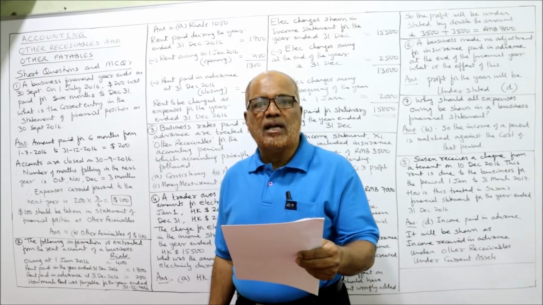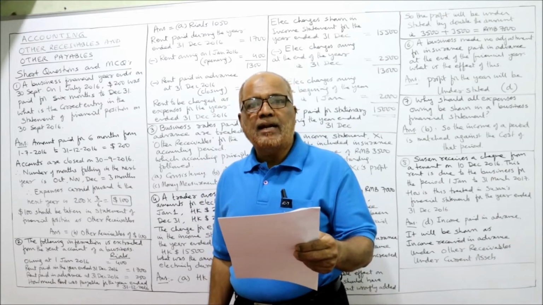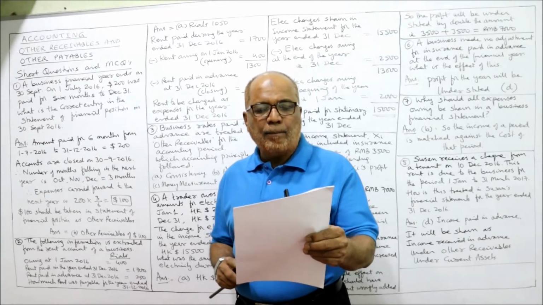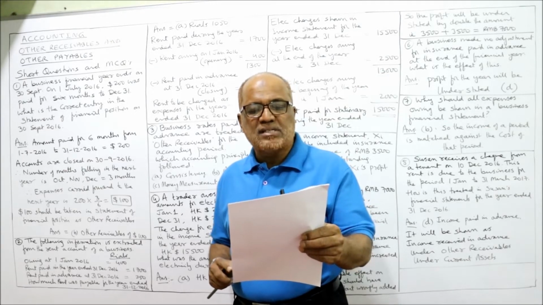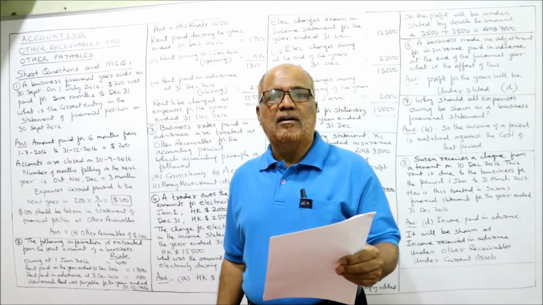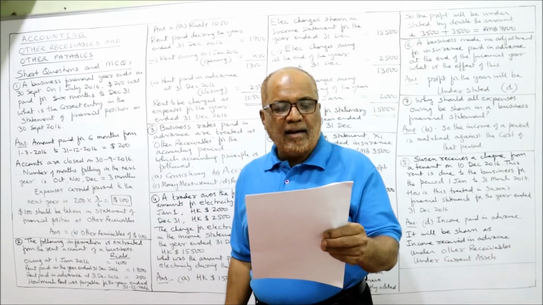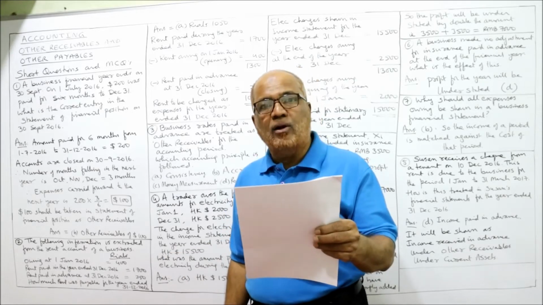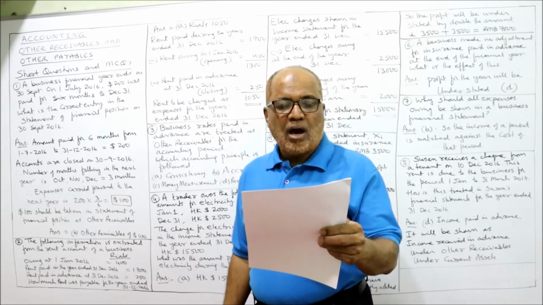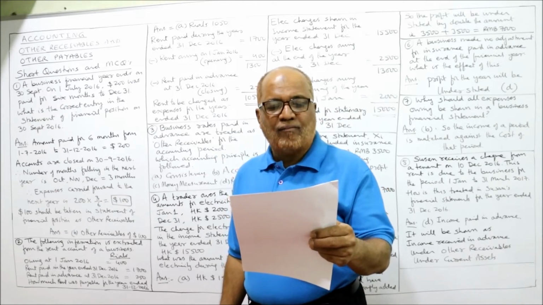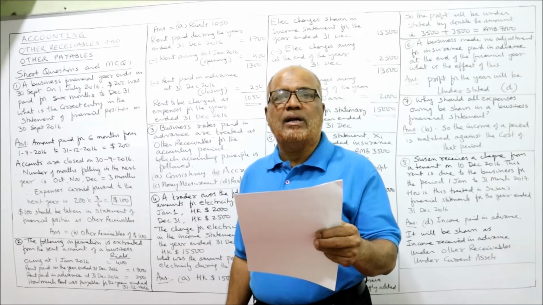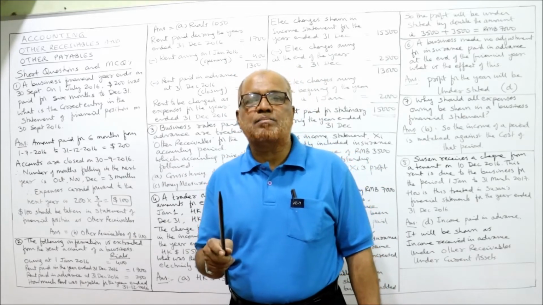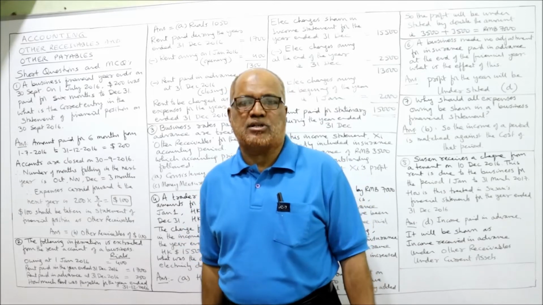Owing means outstanding, payable. The rent payable at the beginning of the year is $400. And rent paid in the year ending 31st December 2016 is $1700. And rent paid in advance at 31st December 2016, the end of the year, is $250. How much rent was payable for the year ended 31st December 2016? Ultimately, it is asking you how much rent expense is to be taken in the income statement.